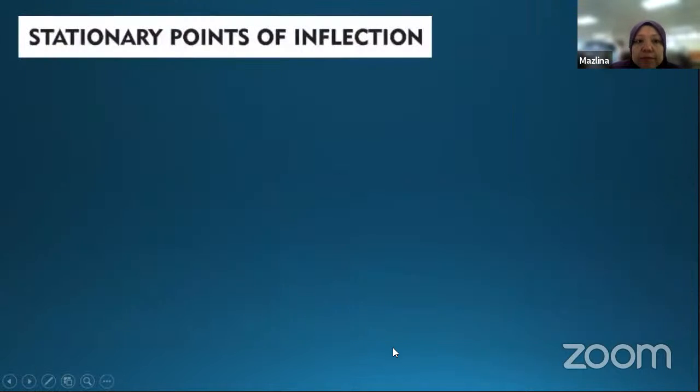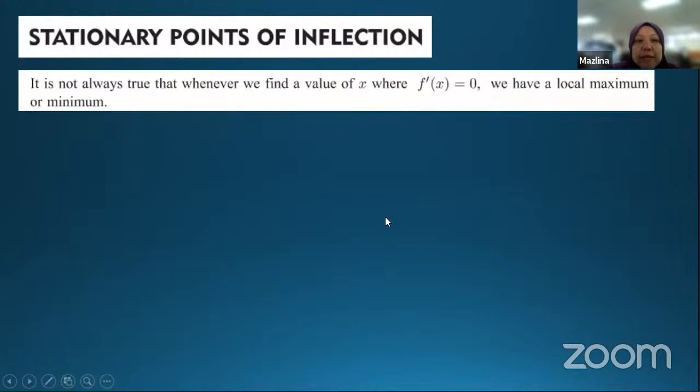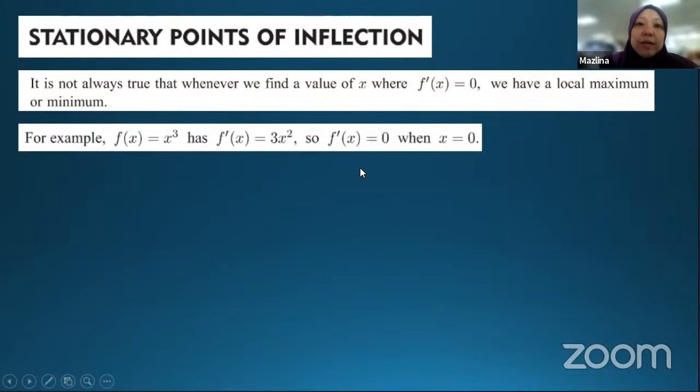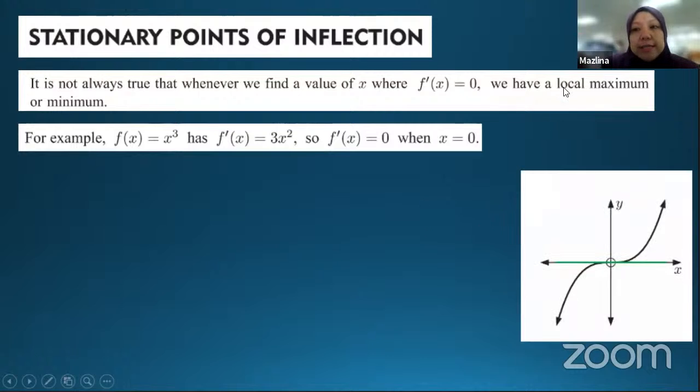Okay. Alright, stationary points of inflection. Yeah, so it is always true that whenever we find the value of x where f prime is equal to 0, we have a local maximum or minimum. This is the thing just now. Dia tak semestinya when your f prime x is equal to 0, you will have a local maximum or local minimum. It can be also the point of inflection. So look at x cube. Ni kita dah buat dah contoh x cube last week, right? We got the example of x cube dengan negative x cube.